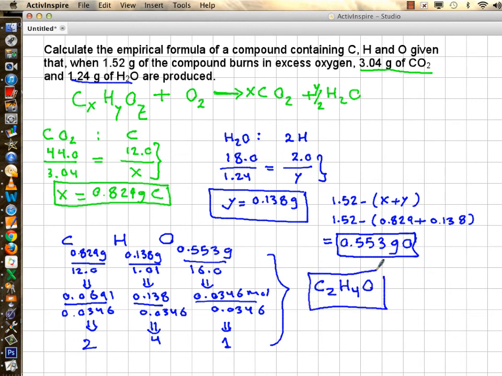which is an aldehyde. In organic chemistry, you find out what aldehyde this is.